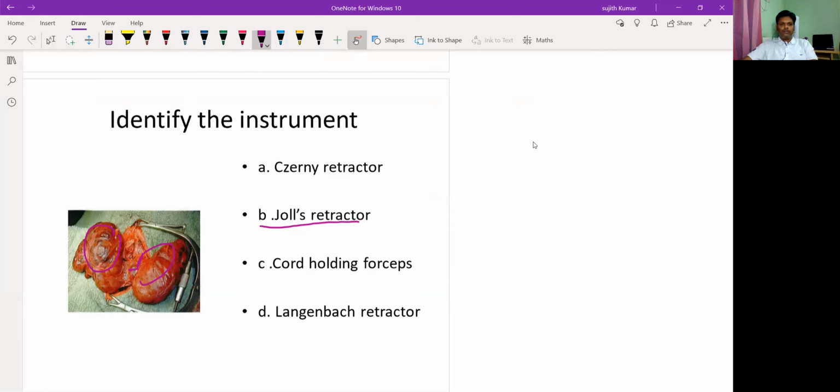What is the use of Joel's retractor? You have to use this retractor particularly when you are doing thyroidectomy surgery. Okay, so what is the incision? Commonly, where will you put a thyroid incision? This is the neck. This is one aspect of the sternocleidomastoid. This is the right side, and this is the left side sternocleidomastoid. And you have the thyroid cartilage here.